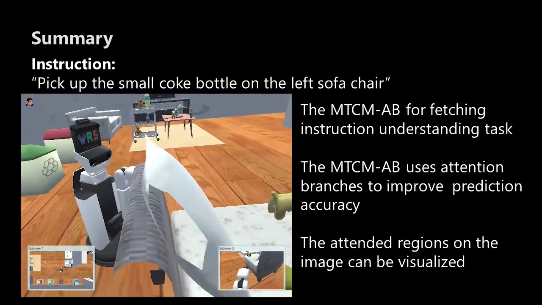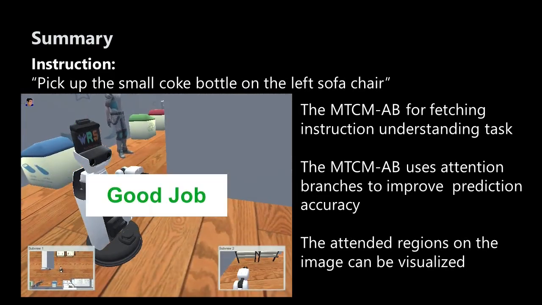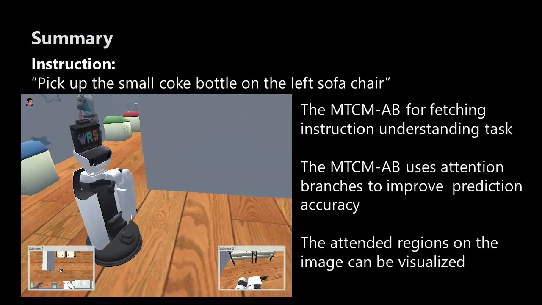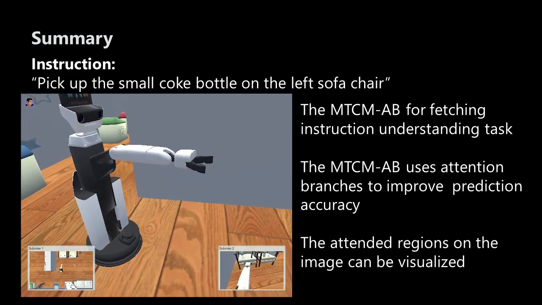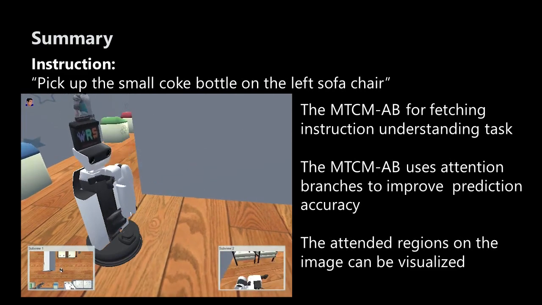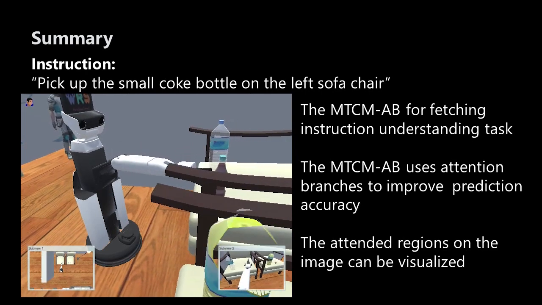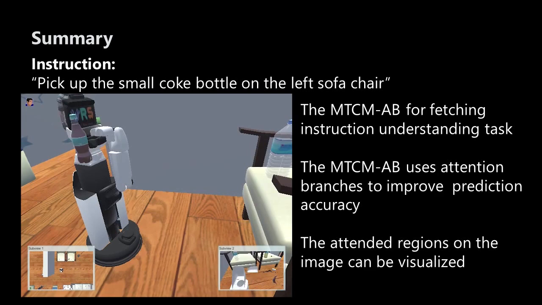In this study, we proposed the MTCM-AB, which predicts the likelihood of targets to fetch given an instruction and a visual input. The main novelty is the use of attention branches. The MTCM-AB was close to human-level performance on a standard dataset. The MTCM-AB could also be qualitatively validated by the attended target in the image given the instruction.